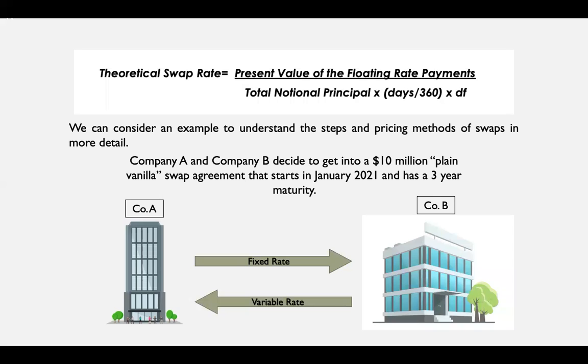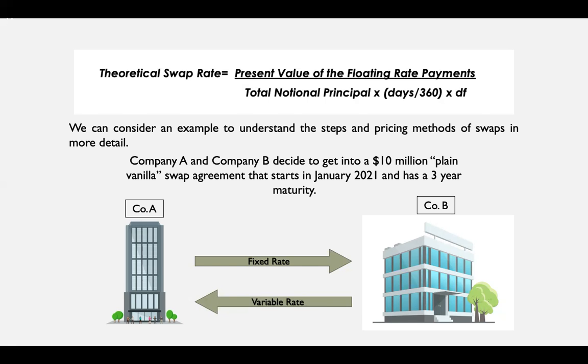So we can consider an example to understand the steps more. Say company A and company B decide to get into a $10 million plain vanilla swap agreement, and it has a 3-year maturity. Company A will be paying the fixed rate, that is the swap rate, to company B, and company B will be paying the variable rate, which in this case we're going to take as the 6-month LIBOR rate, to company A.